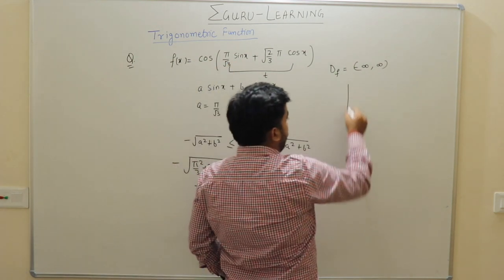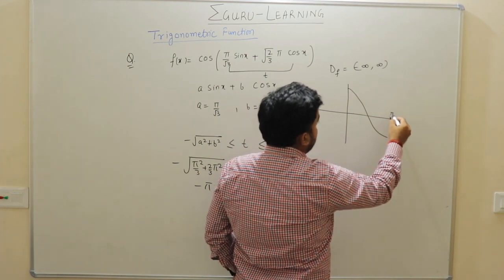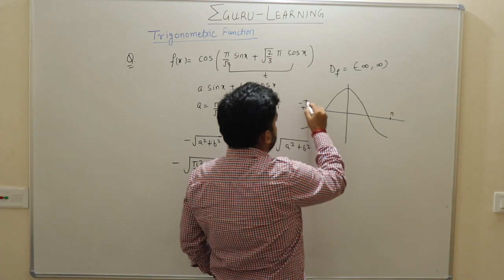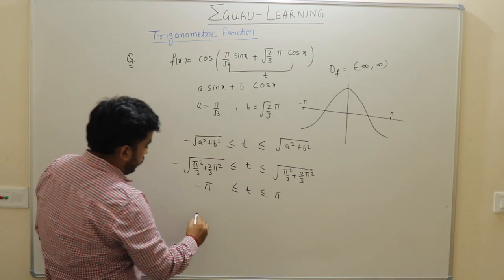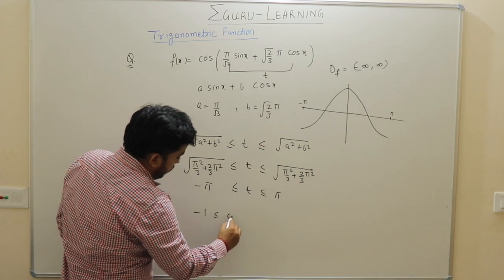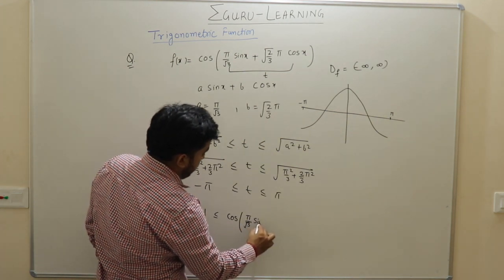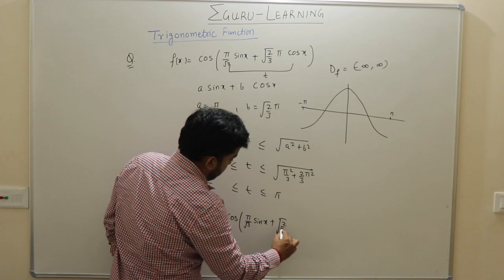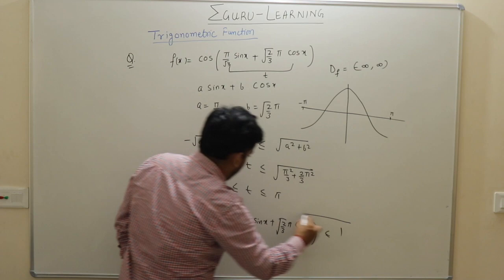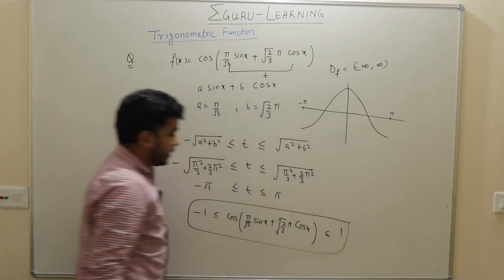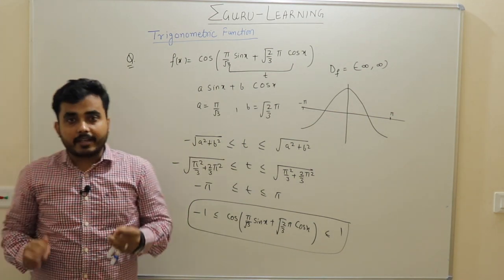So I know the cos of minus pi to pi, let's see the graph of cos x. So this is pi and this is minus pi. So we can say that the range of the function would go from minus 1 to 1. So cos of (pi by root 3 sin x plus root under 2 by 3 pi cos x) would lie between minus 1 to 1. Hence the range of the function would be minus 1 to 1. Okay, now let us move to the next question.